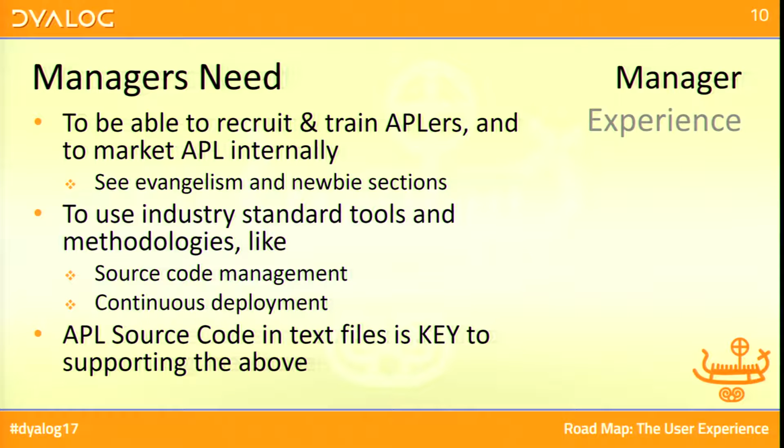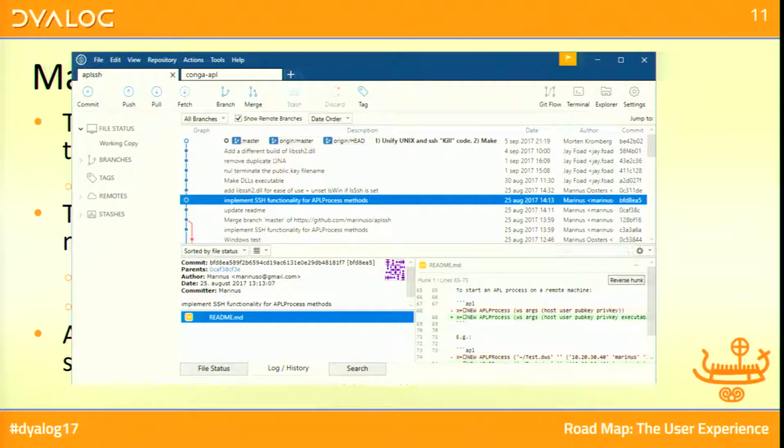This is perhaps one of the key aspects at the moment, or the first one that Dyalog really needs to provide industrial strength solutions for, is APL source code in text files. We're nearly there, but there's still work to do. Because that allows people to use third-party tools.